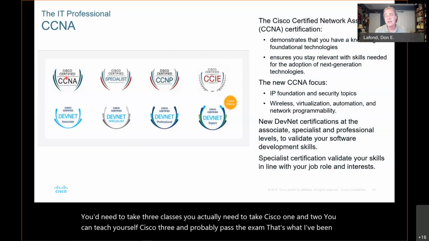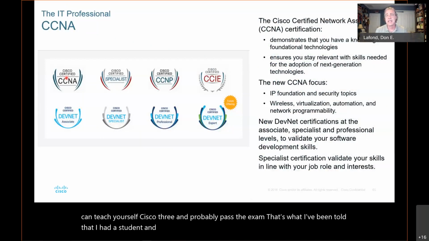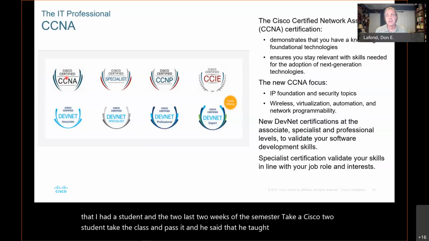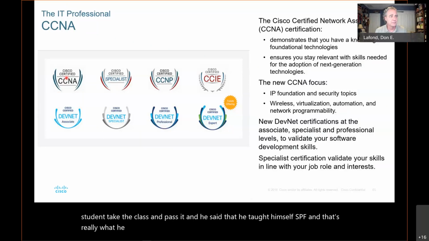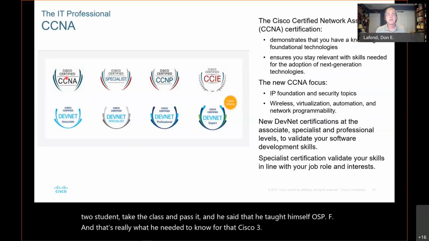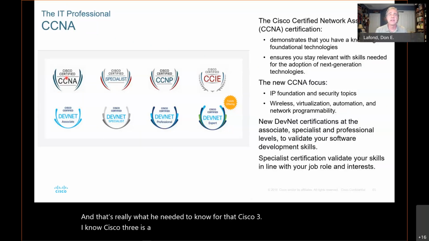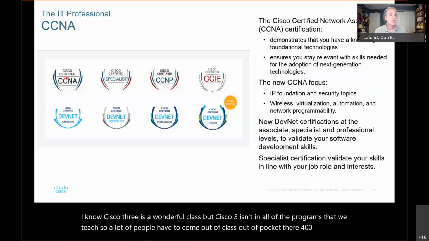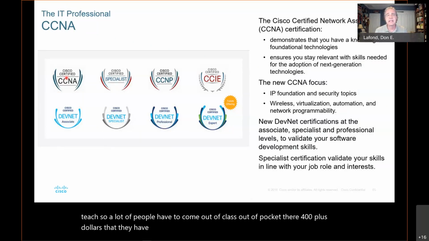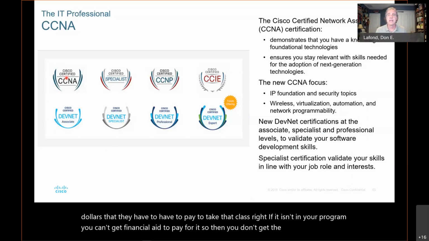I had a student take Cisco 2 in the last 2 weeks of the semester and pass it. And he said that he taught himself OSPF, and that's really what he needed to know for Cisco 3. I know Cisco 3 is a wonderful class, but it isn't in all of the programs that we teach. So a lot of people have to pay the $400+ out of pocket to take that class, right? If it isn't in your program, you can't get financial aid to pay for it. So then you don't get the CCNA certification before you get out to the workforce.